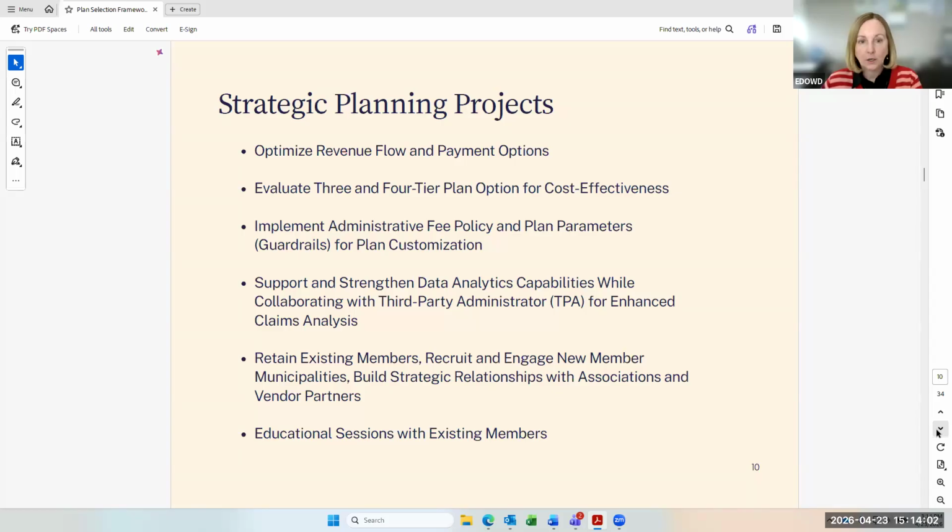We also want to work on strengthening our data analytics. We're working with our third-party administrator on that. We want to make sure we're retaining our existing members by reaching out to you, speaking with you, coming by and visiting you, providing extra customer service for you. And we're also in the process of recruiting new members, which is what I'm spending a lot of time on this time of year. And we want to strengthen our relationships with associations.